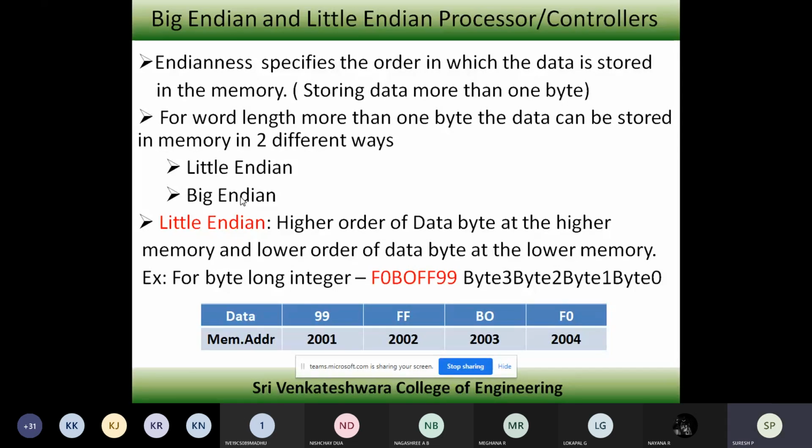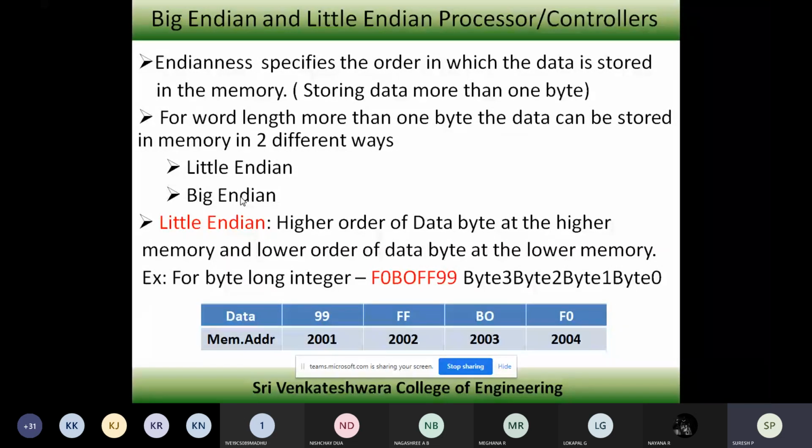Now, as I told you in the lab part, if you want to store data, how many bytes of data are stored in one memory location? 1 byte, right? So when you have endianness, it specifies the order in which the data is stored inside the memory.